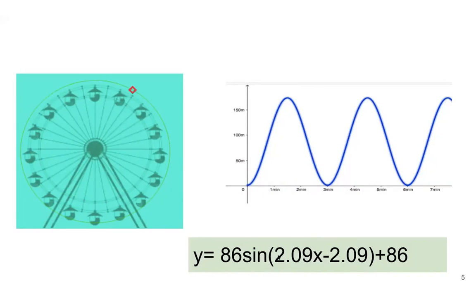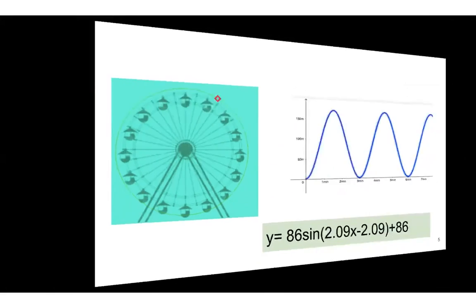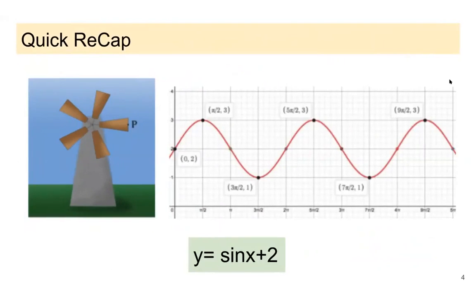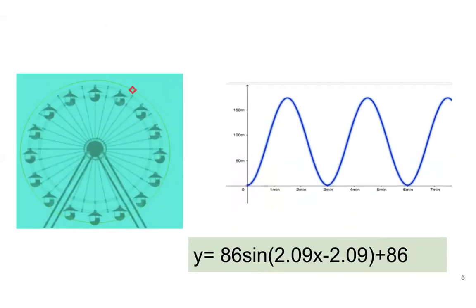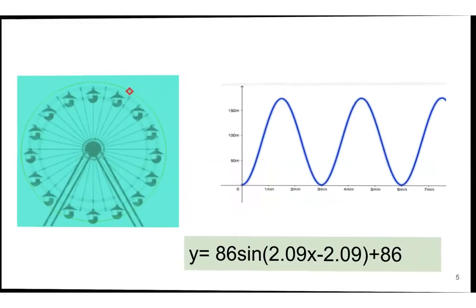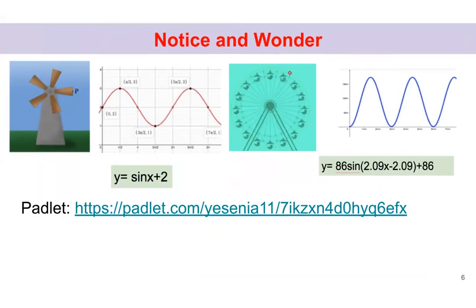So notice how it looks slightly different from the other one, the windmill one. These numbers look a little different. So actually how we're going to start off today's class is we're going to take a look at both the Ferris wheel and Mr. Windmill right here, and we're going to see what we have that's similar or different. So, notice and wonder.